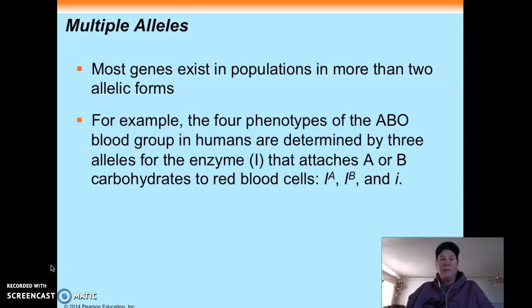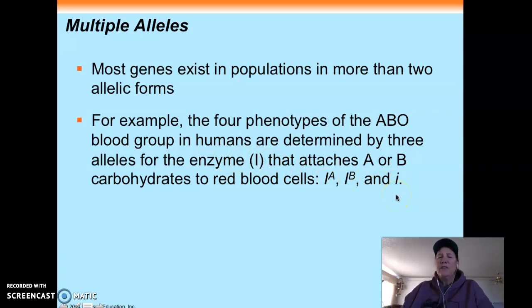And again, the most common, and I've talked about this one already, is blood type. Blood type, we have A, we have B, and we have O. So you can use combinations of those. You can be type A, type B, type AB, or type O. And it's an enzyme, again, that attaches. The way they write this is the I is for blood type, and then they put A, B, and then they put a little i here.